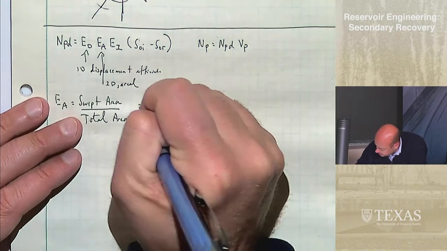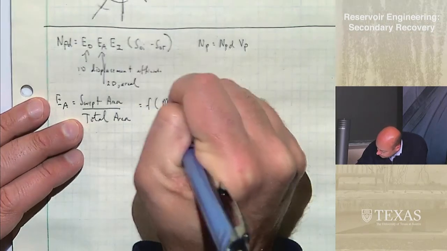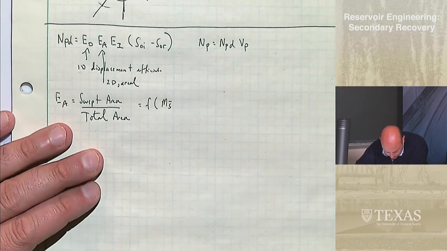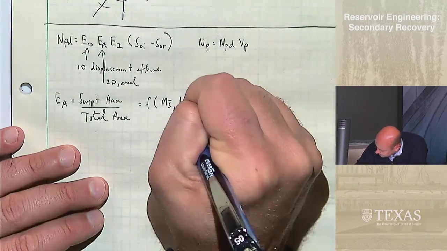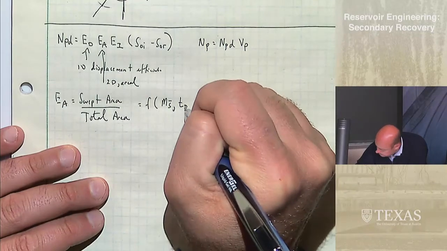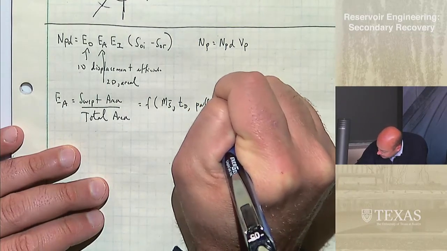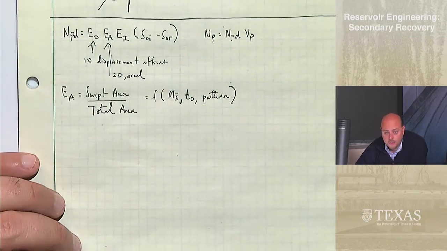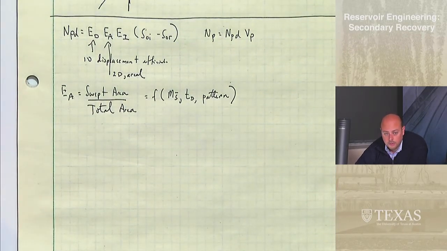So this is the aerial sweep efficiency. It's going to be a function of the mobility ratio. I'm going to call it MS star, which I'll define in a moment. The dimensionless time, and our pattern of our wells. Okay. Now I think that I'm going to stick with the traditional kind of 1/4 5-spot pattern for doing this, but if you had a different pattern, it would be a little bit different.